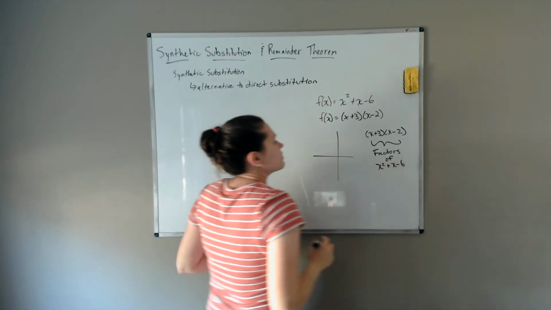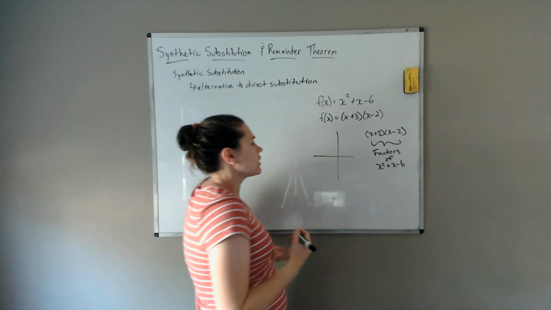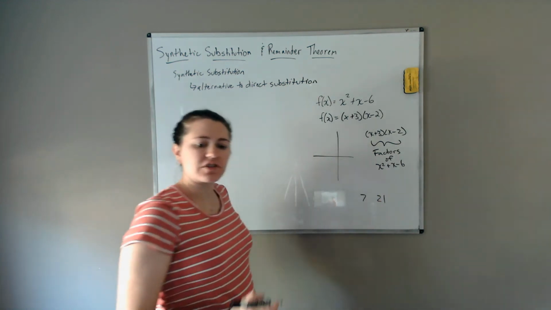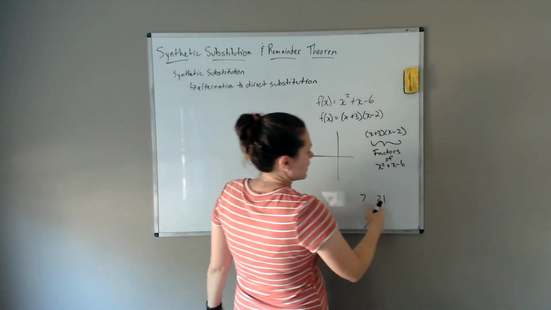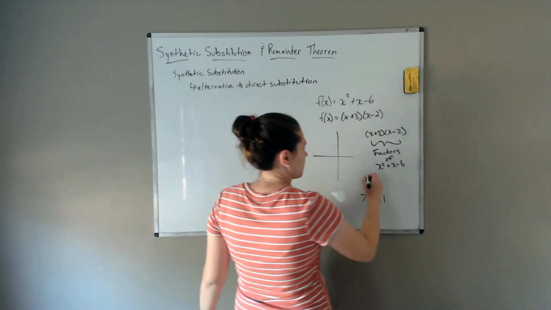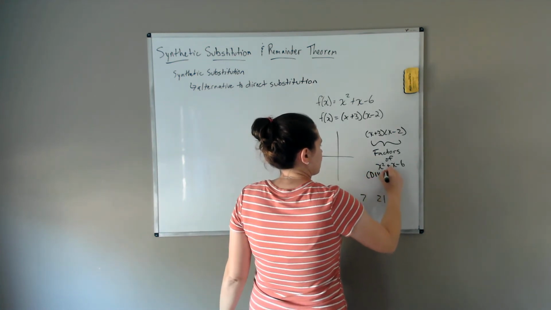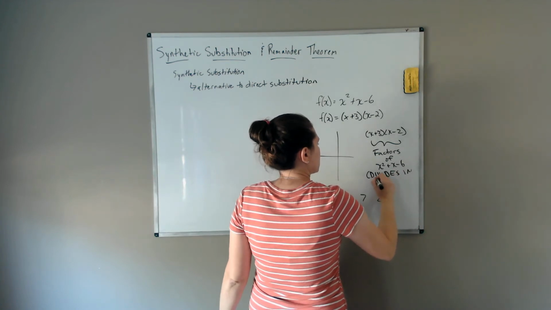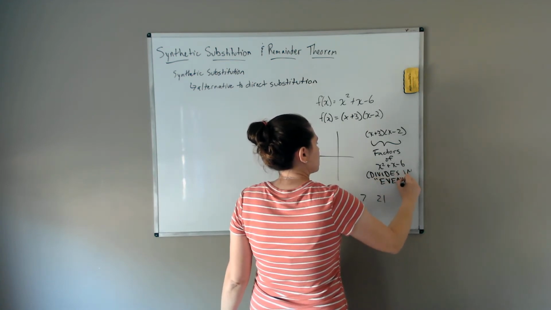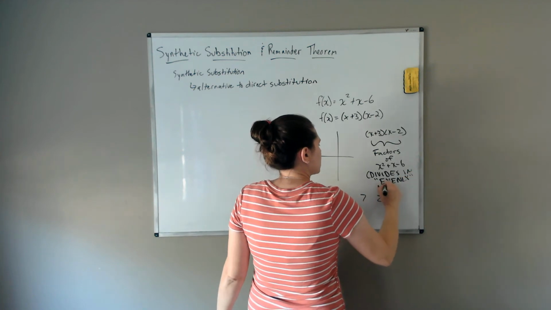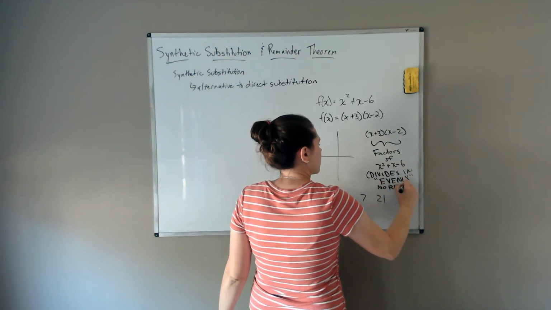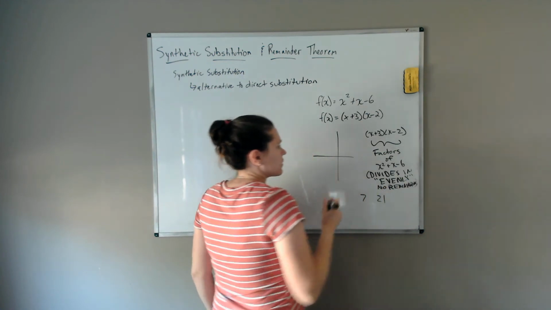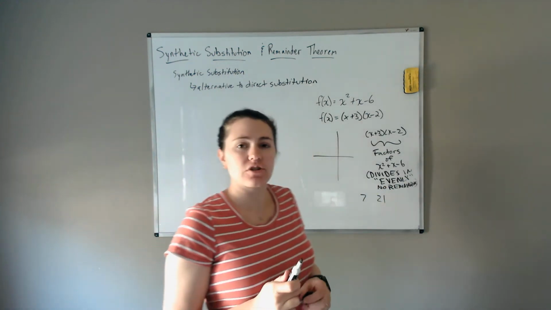So what does that mean to be a factor? Well, think about it. 7 is a factor of 21. What does that mean? That means 7 divides evenly into 21. And when we say divides evenly, what we mean is there would be no remainder. The remainder would be 0. That gets at something called the Factor Theorem.